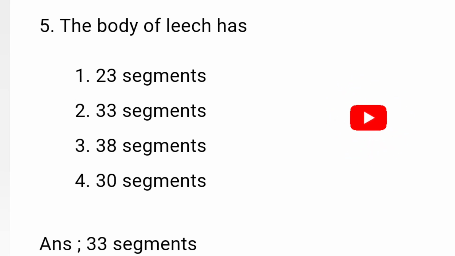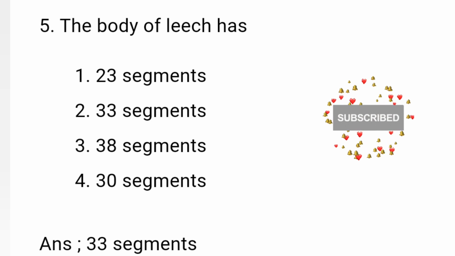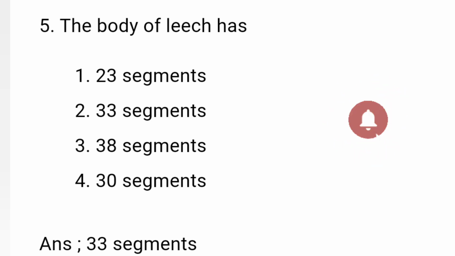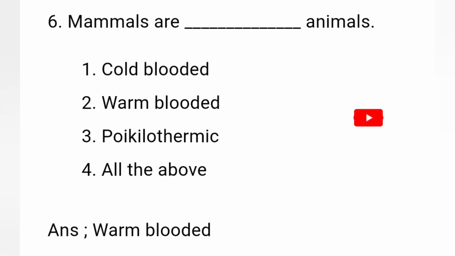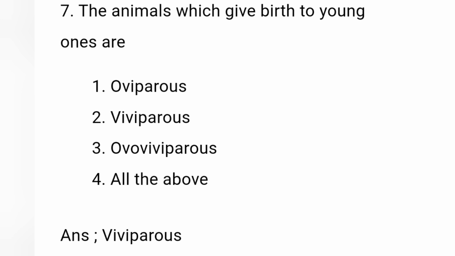Fifth one, the body of leech has, option 2 is the answer, 33 segments. Sixth one, mammals are dash animals. Second one, answer warm blooded. Seventh one, the animals which give birth to young ones are, answer second one, viviparous.